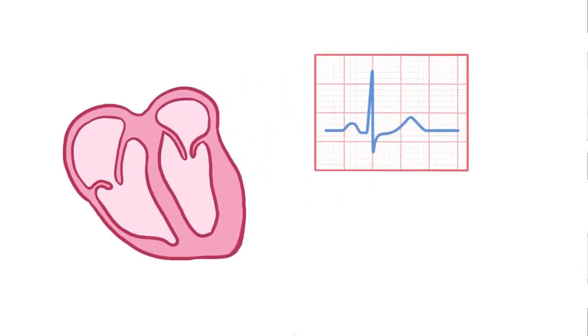An ECG can show evidence of hypertrophy and enlargement in all the heart's 4 chambers, so let's go through them one by one.